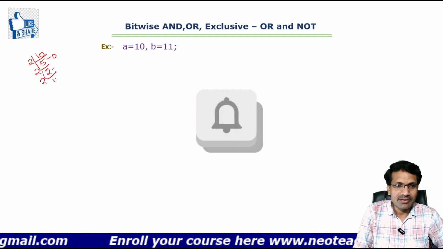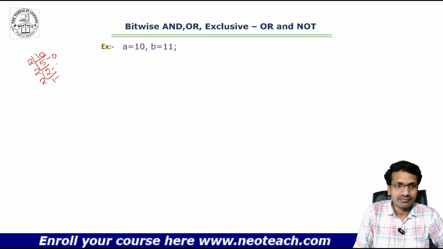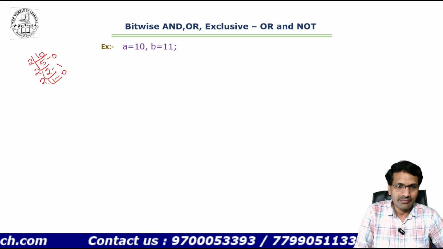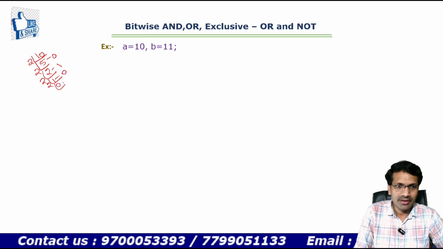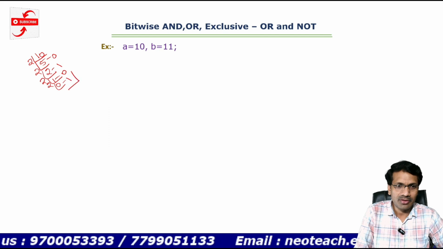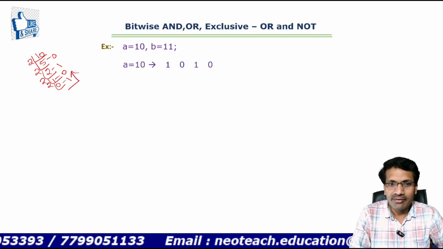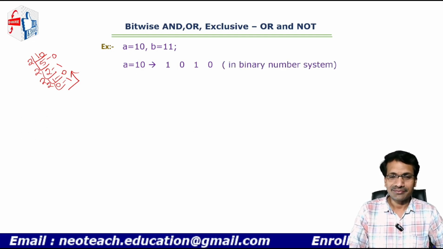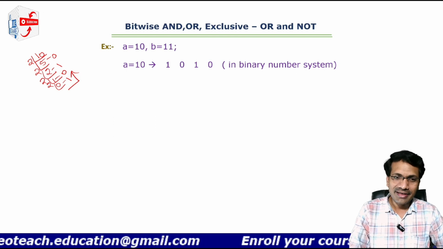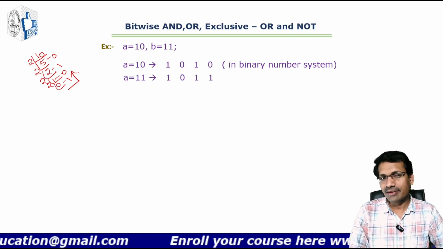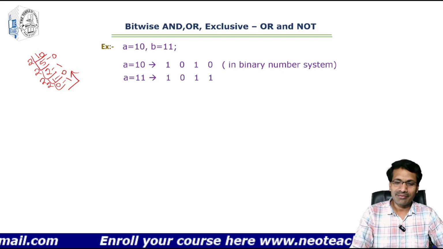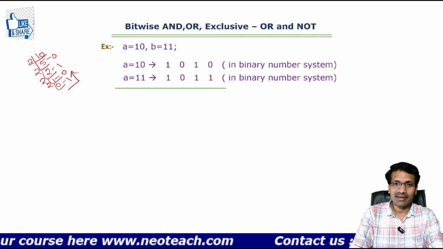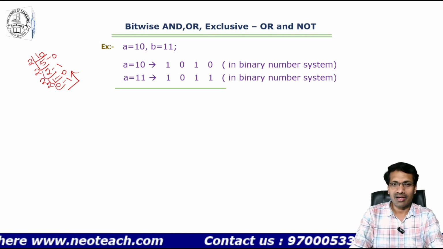Next, 2 ones are 2, then the remainder is 0. And 2 zeros are 0, the remainder is 1. So we take the bottom to up approach. Like this, we write the A value in the binary number system as 1010. In the same way, for B equal to 11 the value is 1011. Now let's perform bitwise AND, bitwise OR, and exclusive OR also.